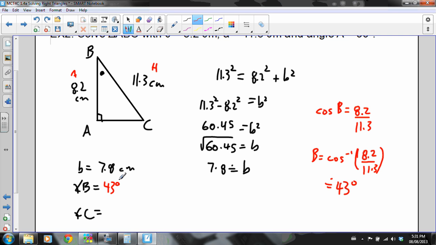And notice we could repeat the process, use opposite over hypotenuse for angle C, but let's just use our brain here. We've got a triangle, and we know 2 of the angles. We can find the third, right? So angle C is 180, subtract the 90, subtract 43, and that works out to 47. Now that we've got all the angles and all the sides, everything is known, we are done.